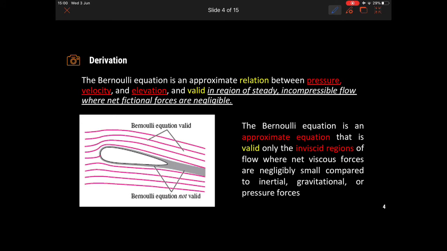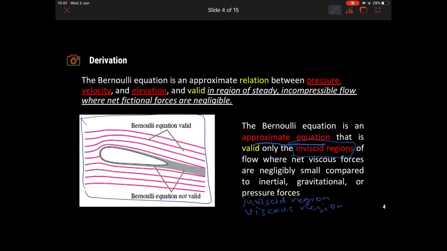The Bernoulli equation is also an approximate equation that is valid only in the inviscid region. I hope you still remember the difference between inviscid region and viscous region. Just to recap, inviscid region is the region or the location where the viscosity effect is considered negligible. Meanwhile, viscous region is the location of the flow where the viscosity effect is considered.